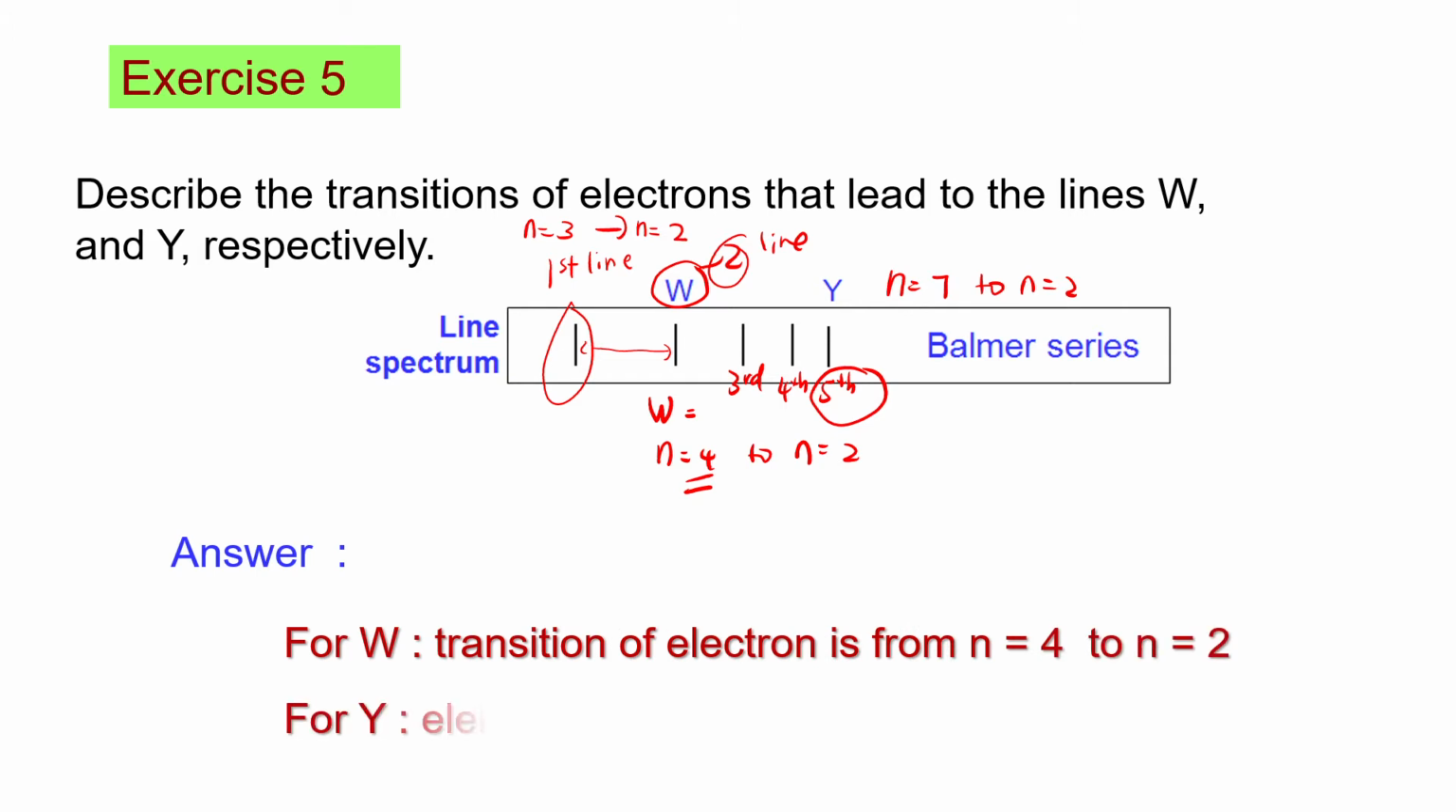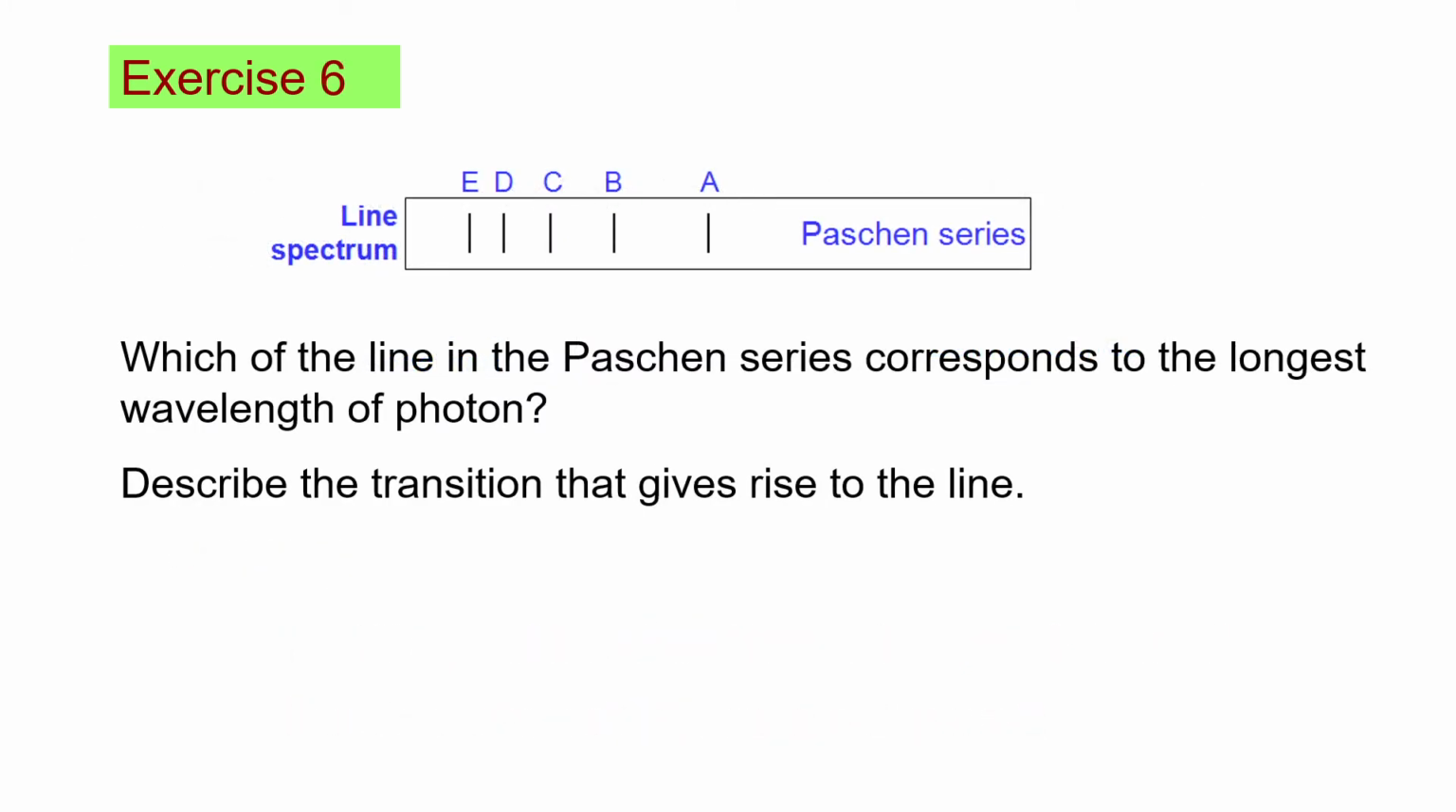So 4 to 2 for W, for Y 7 to 2. So this one in the partial series corresponds to the longest wavelength. So the longest wavelength, we know E equals hc over lambda, so the longest wavelength refers to the lowest energy. So lowest energy refers to the first line. Oh sorry, the first line refers to the big spacing here.